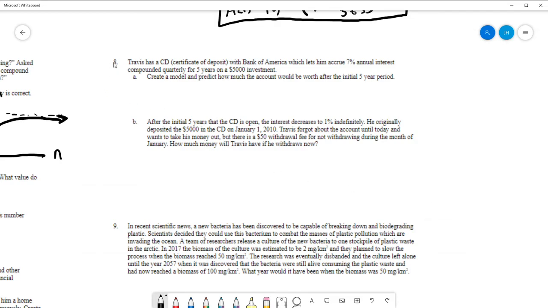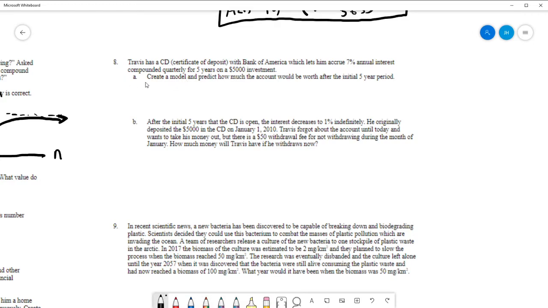Okay, so in number 8 from classwork 521, right? Here we're looking at Travis has a CD, Certificate of Deposit, with Bank of America, which lets him accrue 7% annual interest compounded quarterly for 5 years on a $5,000 investment.